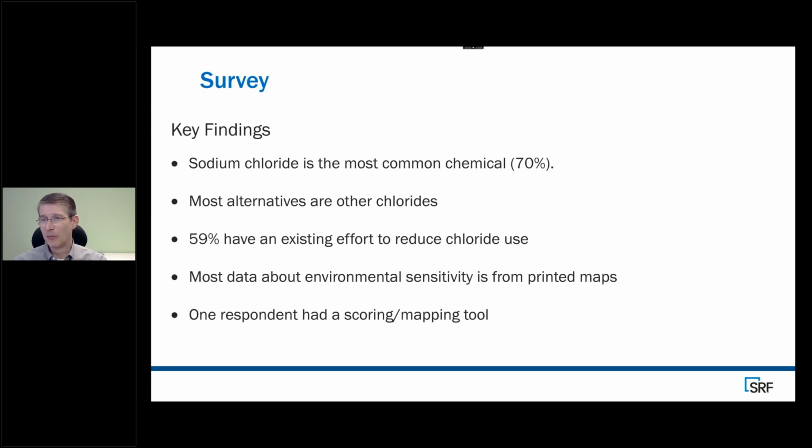Unfortunately, most data about environmental sensitivity comes from various printed maps that people look at when they think about how they are applying chloride. There's no real good analysis tool out there, except for one state that did actually have a scoring and mapping tool that they had put together already. And all of this tells me that people understand that this is an issue, that they think something needs to be done. They are trying to gather data about it. They are thinking about it, but there isn't a great way to do this analysis yet.